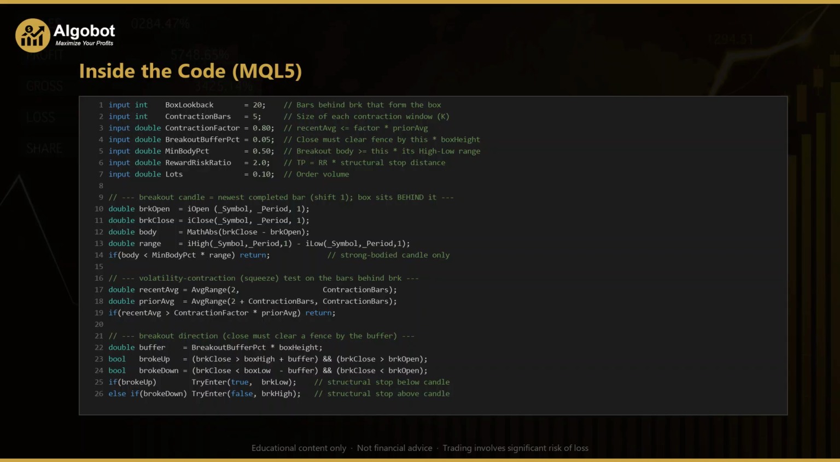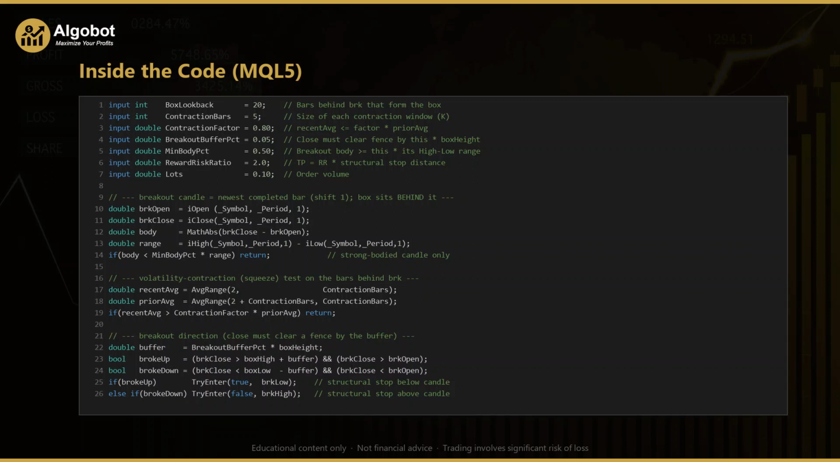Then it runs the squeeze test by calling average range twice, once for the recent window and once for the prior window. If the recent average is larger than contraction factor times the prior average, the market hasn't contracted and the code simply exits. Finally, it computes the buffer from the box height and checks direction.